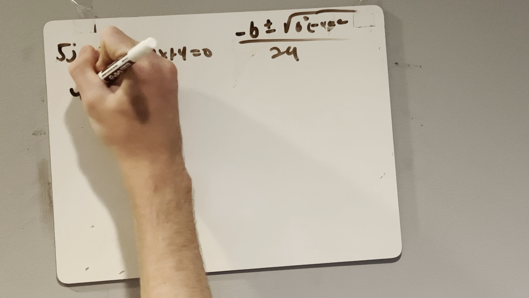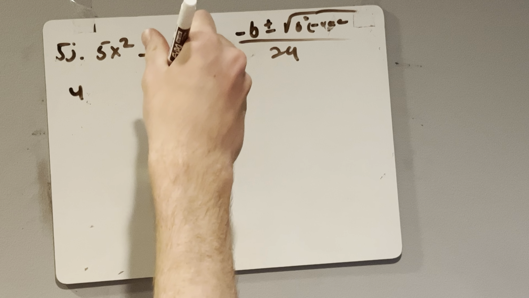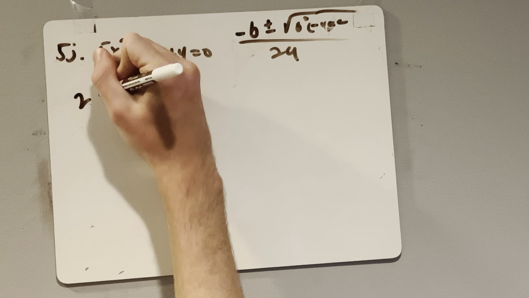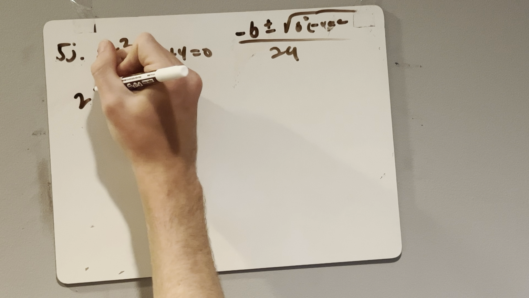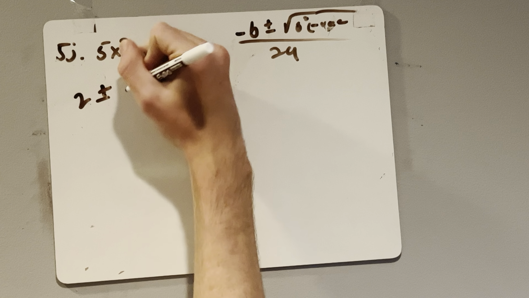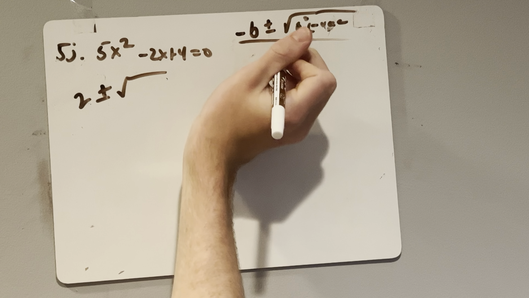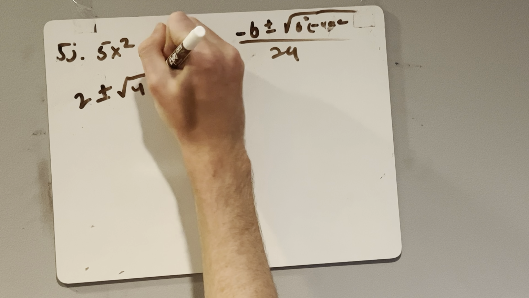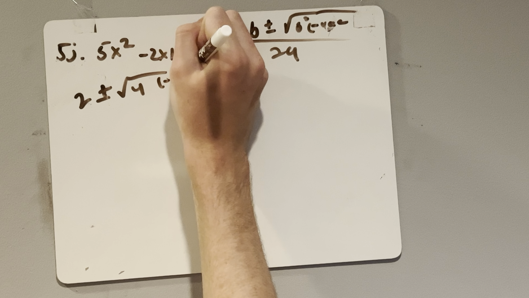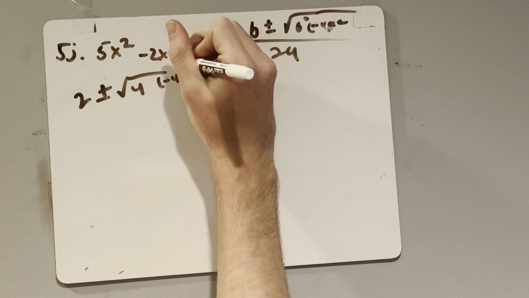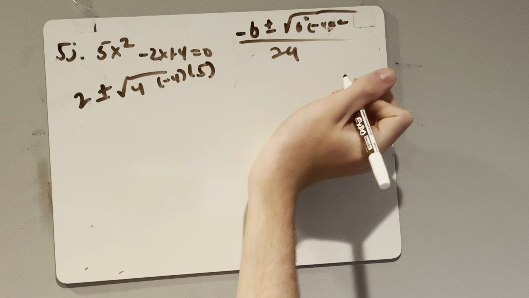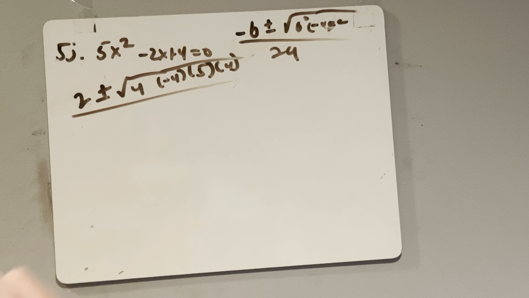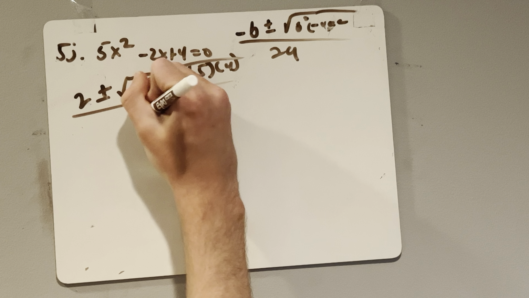So if I plug the numbers that we have in this equation into the quadratic formula, we get 2, negative 2 times negative 1, plus or minus the square root of b squared. Negative 2 squared is 4, and then minus 4a, which is 5, c, which is 4, all over 2 times a. A is 5, so that's all over 10.